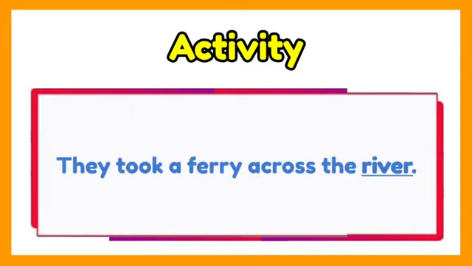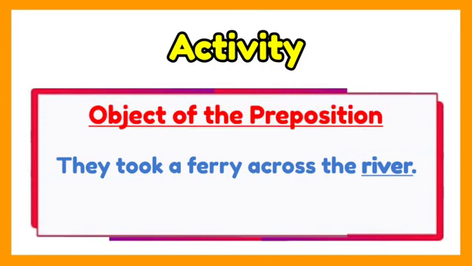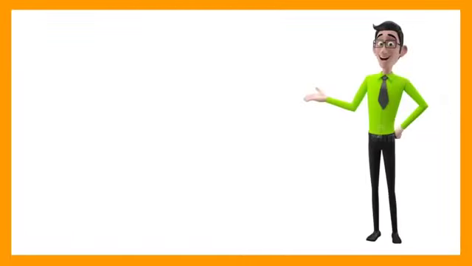Last one. They took a ferry across the river. River here is used as an object of the preposition. As you can notice, it comes after the preposition across. Is it understood? That said, that would be all for this video.